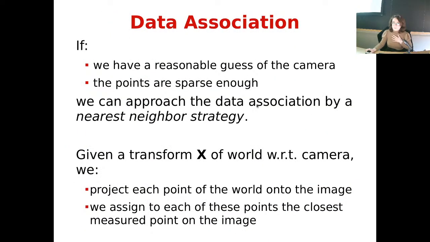Let's move on with the presentation and talk about data association. Assuming that we have a reasonable guess of the camera and that the points are sparse enough, we could think of a nearest neighbor strategy. We know that there are some heuristics to make the nearest neighbor strategy more robust. But anyway, the idea is that we project a point onto the image and then assign these points to the closest measured point onto the image.